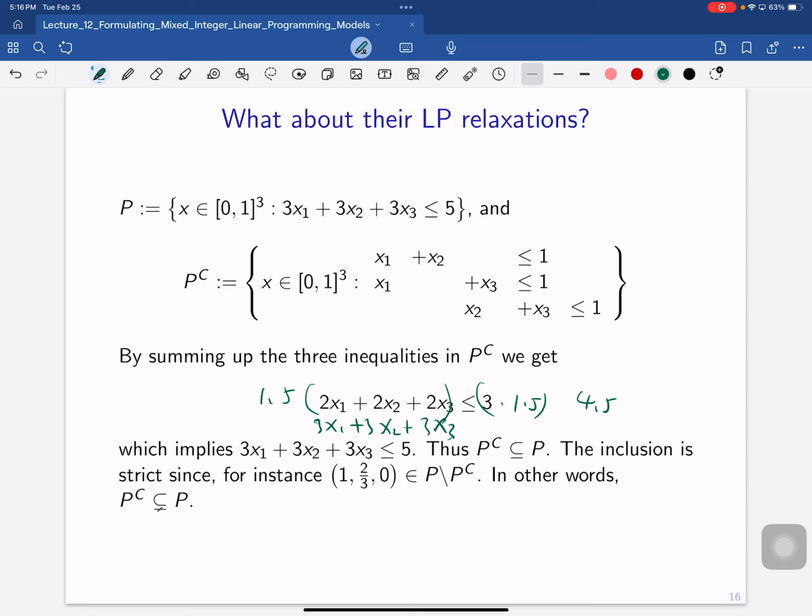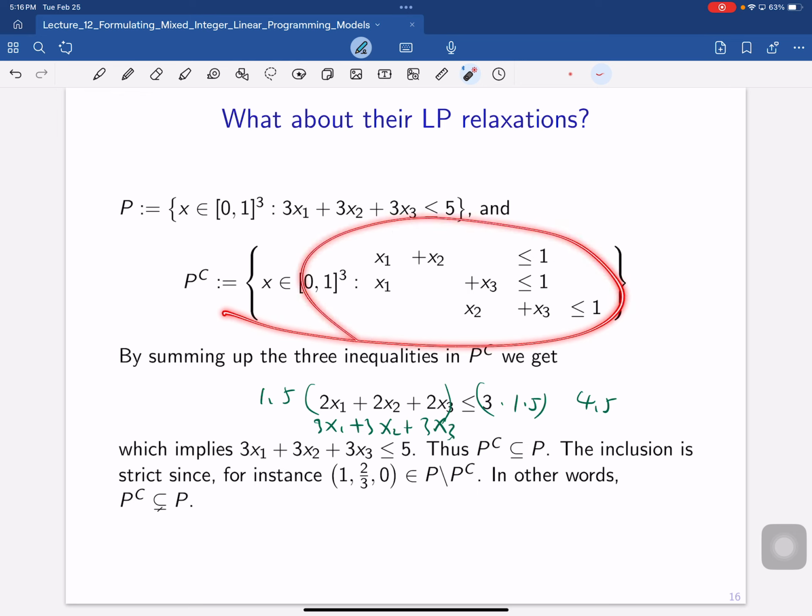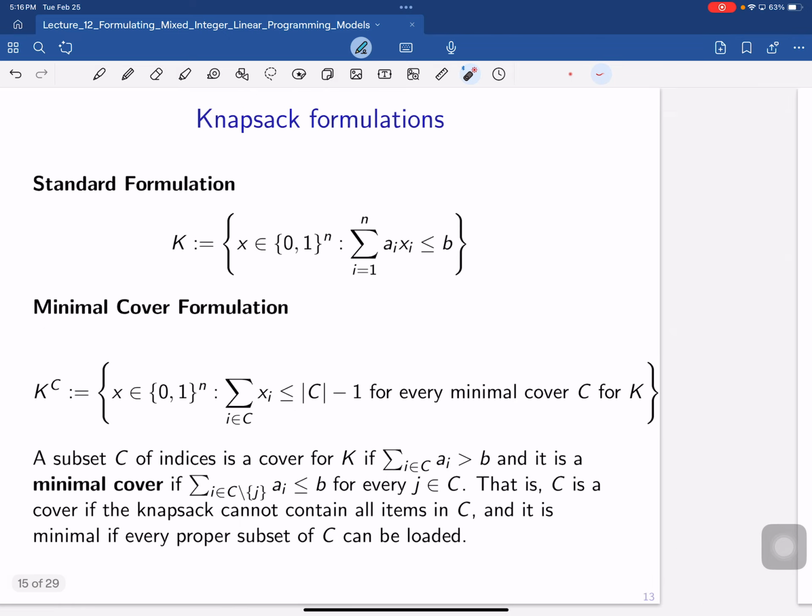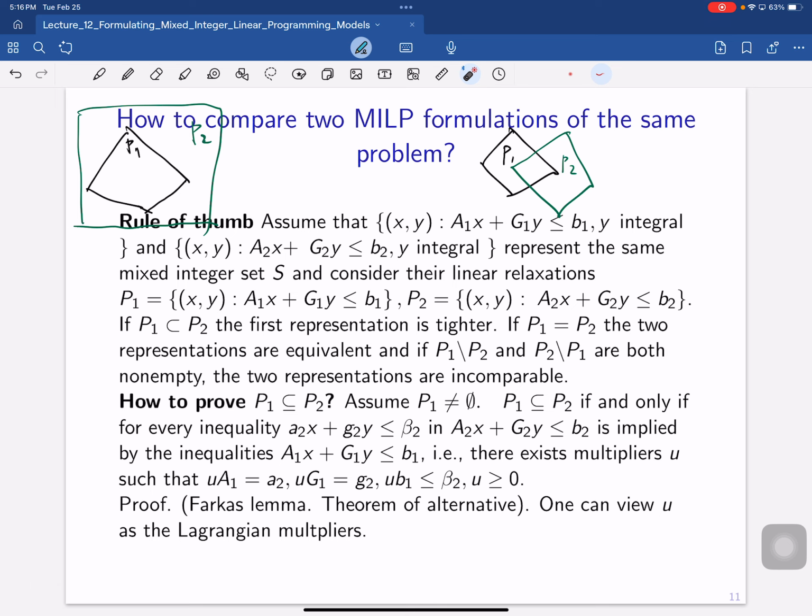So the idea of this Farkas lemma, or theorem of alternatives, is you find some weights for the original inequality constraints and add them up. If you can add them up and derive an inequality that is tighter than the one you want to show, then that inequality is implied by this system of inequalities. So again, if you want to, go back to this theorem and try to think about that.